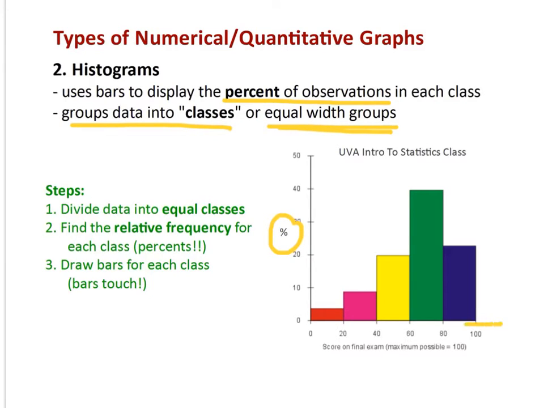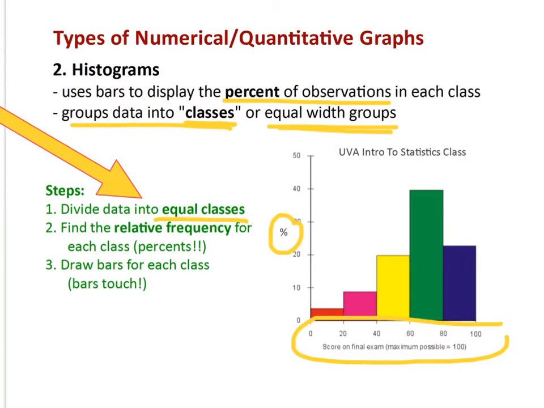So if you look at my axis down here, it does not have every single test score. It has ranges or classes of those test scores. So here are my steps for making a histogram. Make sure you write down these steps. The first is to divide data into equal classes. Then we find the relative frequency or the percent of observations in that width or in that class. Then we draw bars for each class, and our bars touch.